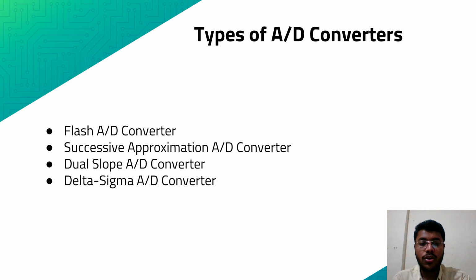Now we will see types of AD converters. First of all, we see the flash AD converter, then the successive approximation AD converter, then the dual slope AD converter. After that, the delta sigma AD converter. These are some types of AD converters.